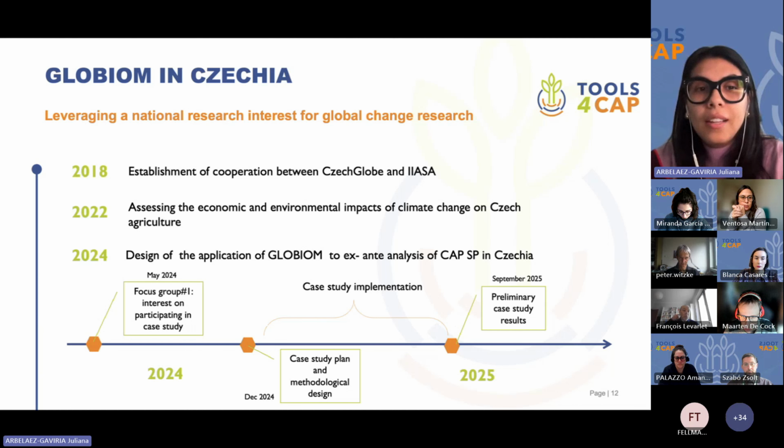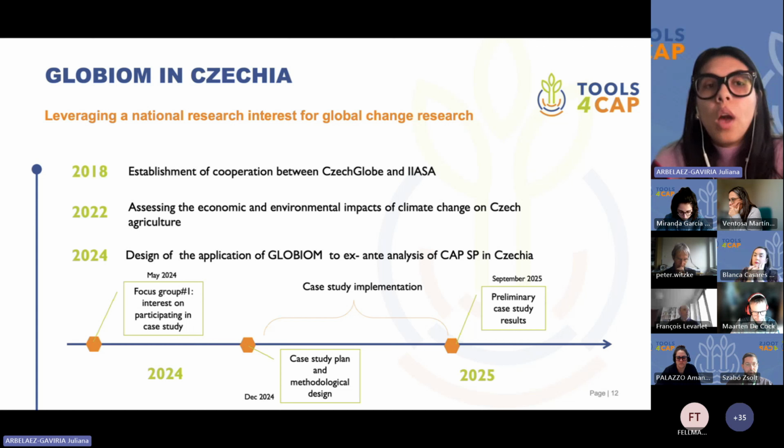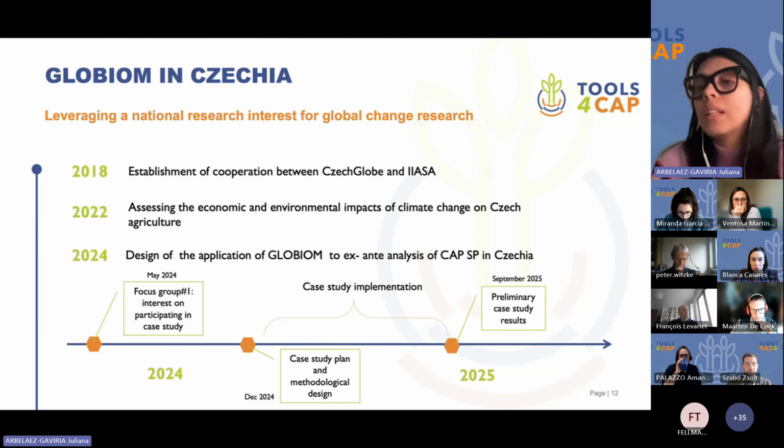As you see, this type of modeling framework is large and requires a bit of resources to be able to implement or run at the national level and develop the capacities nationally to be able to host such a model and help the policy process from a national perspective. So the Czech Republic has been leveraging a national research interest led by Czech Globe in understanding the impacts of global change in a small country like the Czech Republic, that is embedded in different market dynamics.